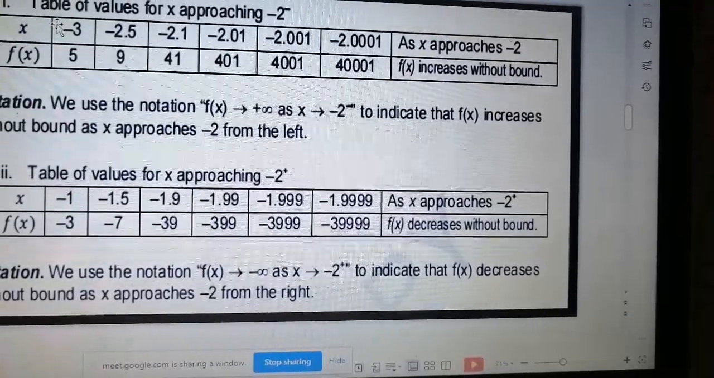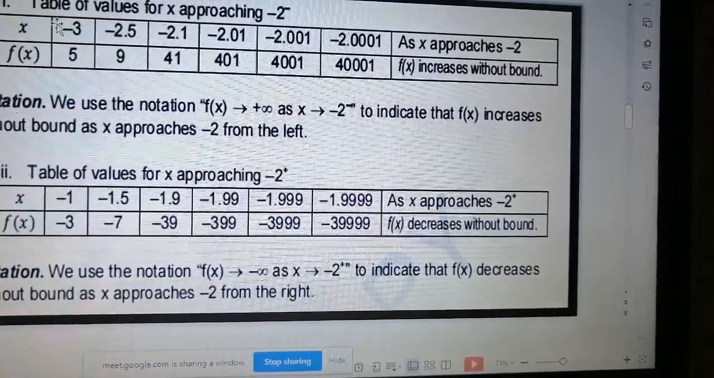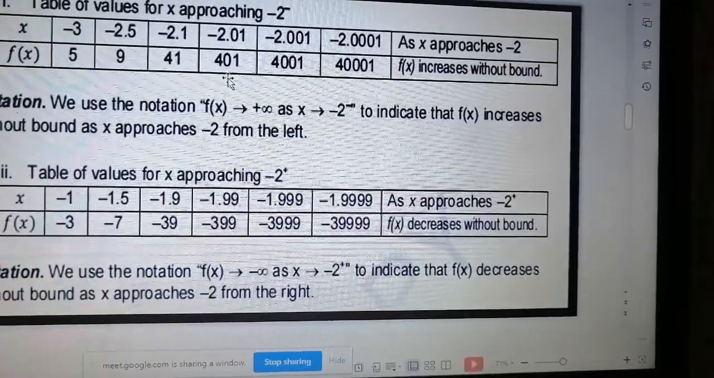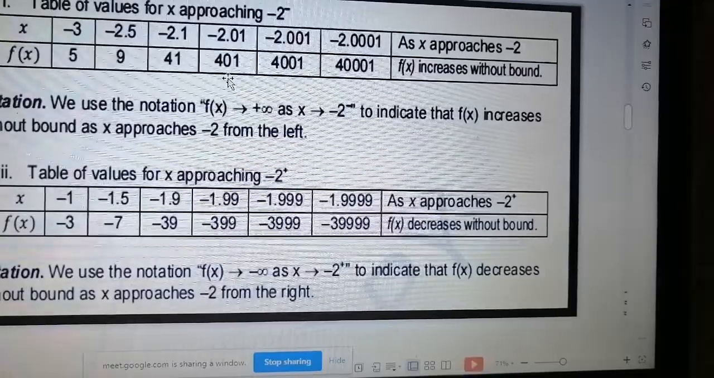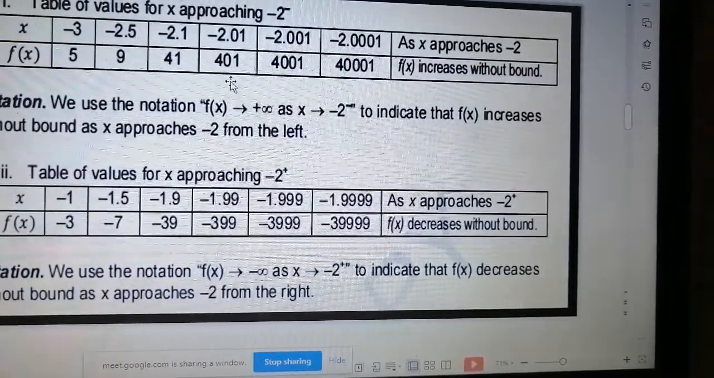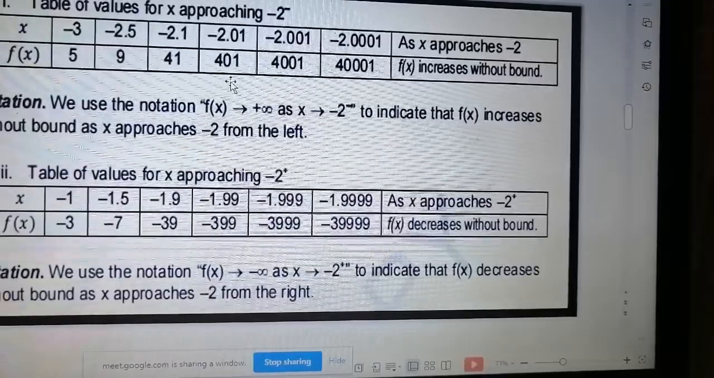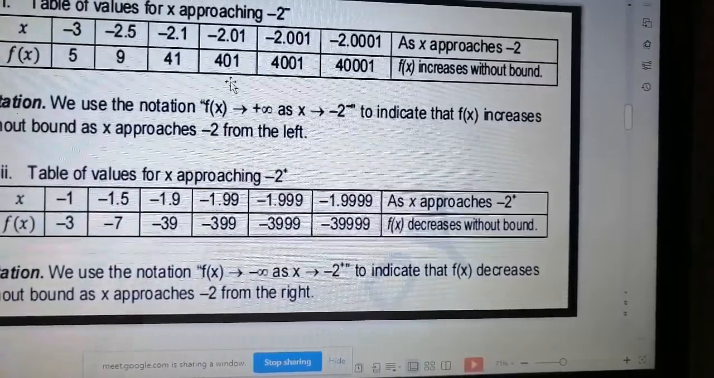I-check nyo yung table. Tingnan nyo kung tama lahat ng functions. Check nyo lahat ng table kung tama yung functions niya. Solve nyo.